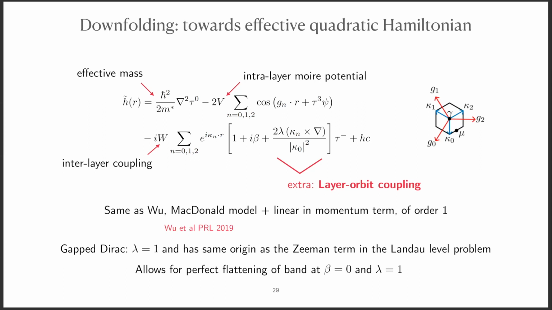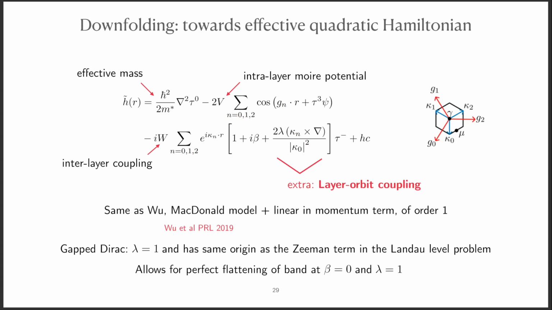It's not on spin, it's on an isospin, which in this case is layer, but what you're going to get is a correction which is of the same order as all the other terms. There's a layer-orbit coupling, and that lambda tells you how close to Dirac theory you are. So that's exactly one if you have a gapped Dirac.